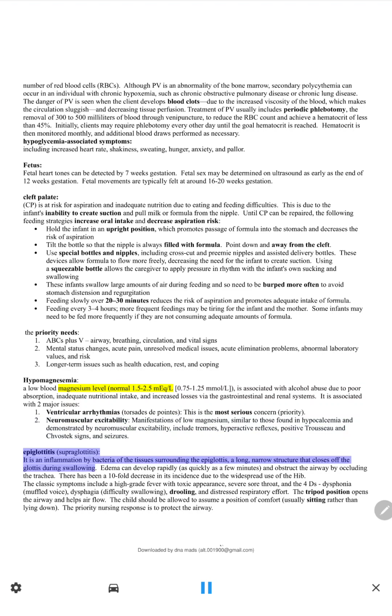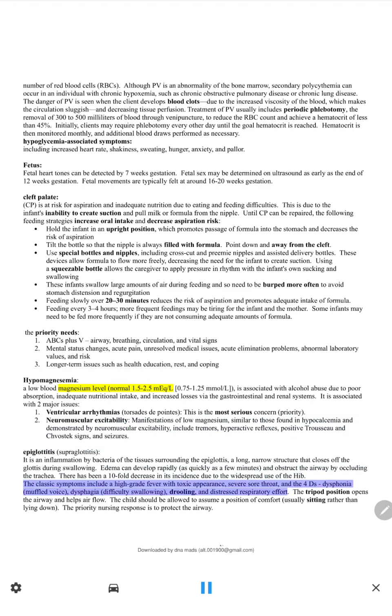Epiglottitis, supraglottitis. It is an inflammation by bacteria of the tissue surrounding the epiglottis, a long, narrow structure that closes off the glottis during swallowing. Edema can develop rapidly, as quickly as a few minutes, and obstruct the airway by occluding the trachea. There has been a 10-fold decrease in its incidence due to the widespread use of the Hib vaccine.